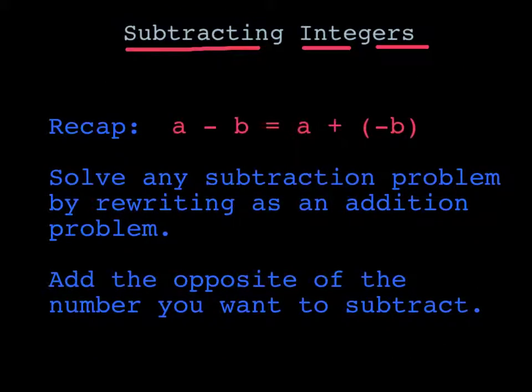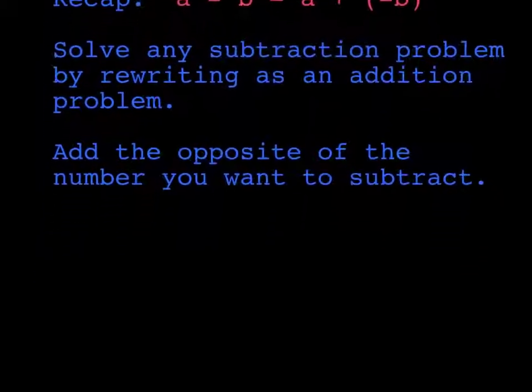To quickly recap the essence of this lesson, understand that A minus B is equal to the quantity A plus the opposite of B. In other words, you can solve any subtraction problem by rewriting it as an addition problem. You just need to remember to add the opposite of the number that you want to subtract. So, again, just one final example.